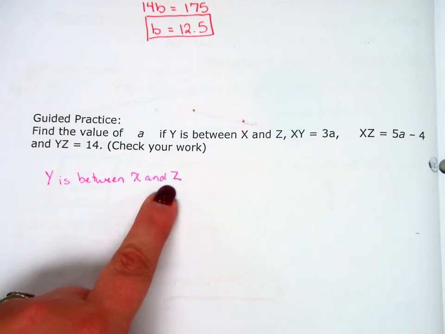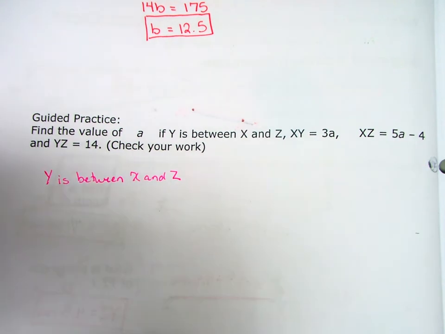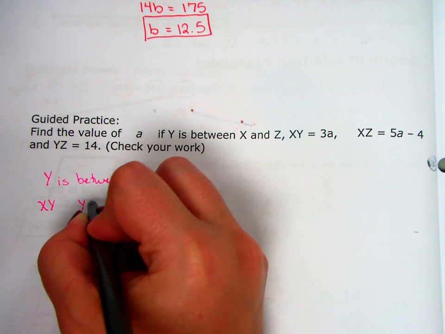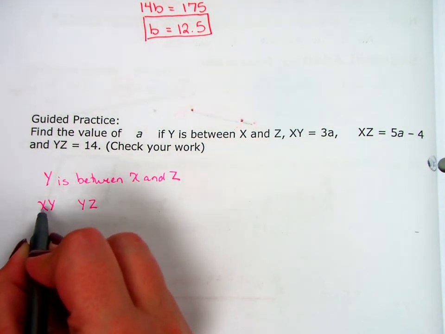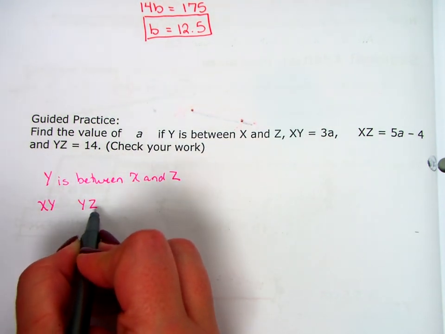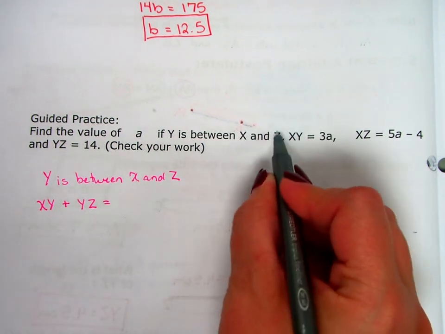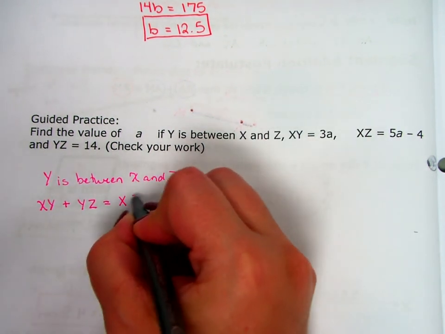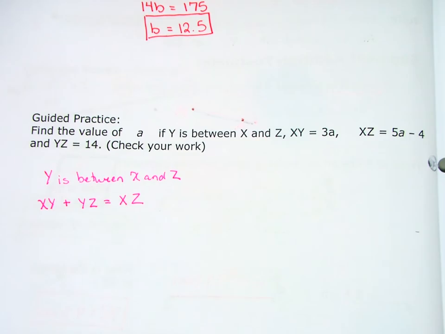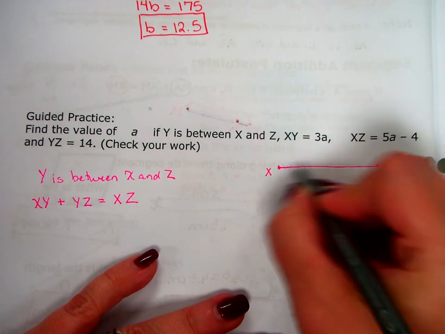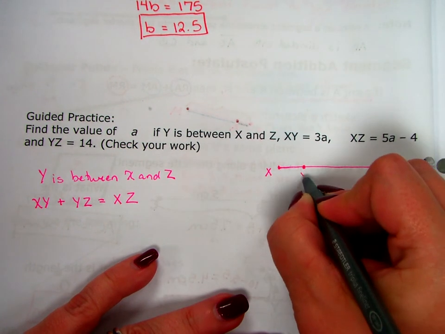If y has to be between x and z, that means x goes into y and then y goes to z, right? So x goes to y and then y goes to z, because my segment is going to go x to y to z. We would add those together, and then it's going to give me that whole segment, xz. If that didn't make any sense to you, that's why you want to draw a picture, right? So that's why you'd want to go, okay, x and z, y is between them.